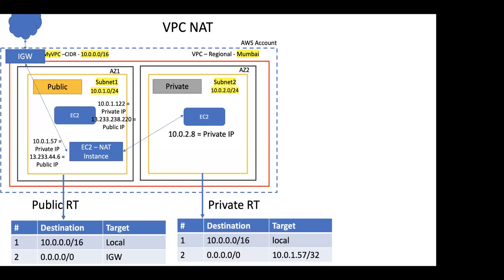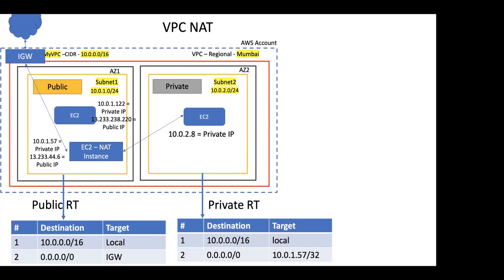Then I changed the source/destination check on this NAT instance to stop, so that it is neither a source nor a destination. It is just a pass through, because my source is this and destination is this. Then I went to my private route table and added a new route for the internet, 0.0.0.0/0, with the target as the instance ID of my NAT instance. We have to select instance there.